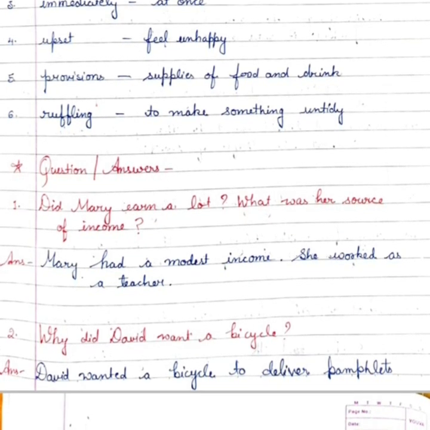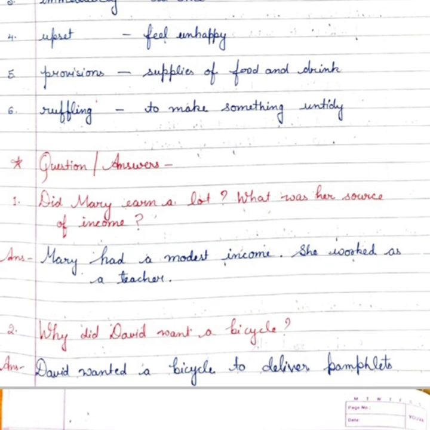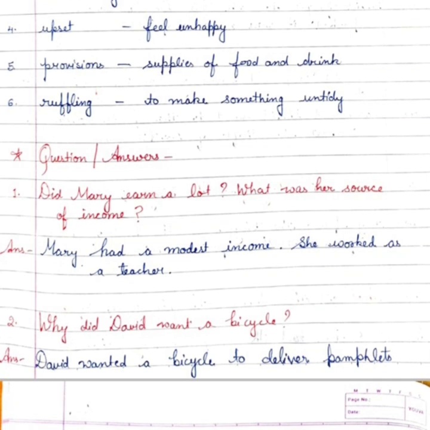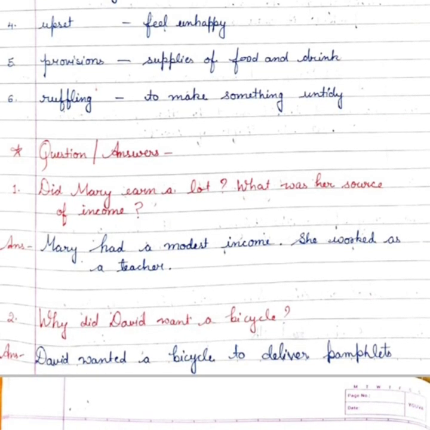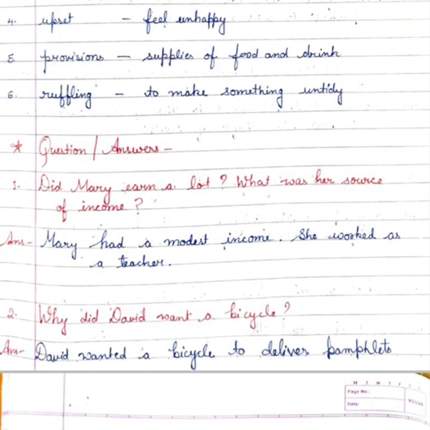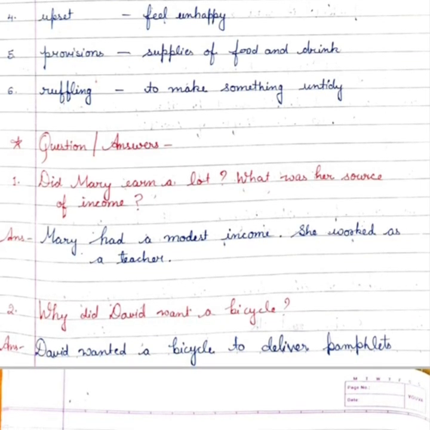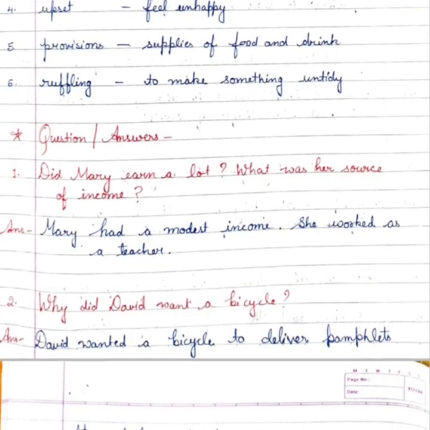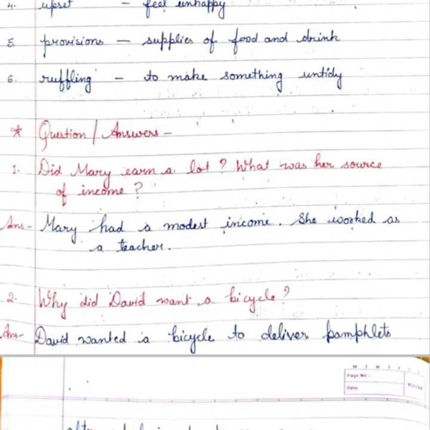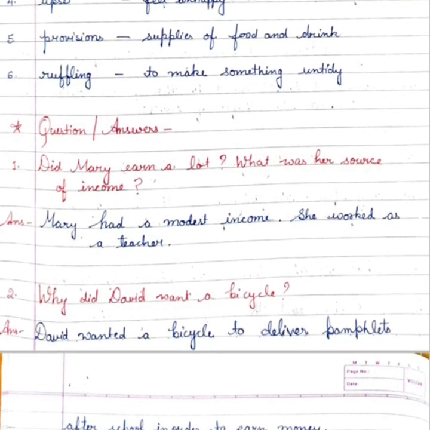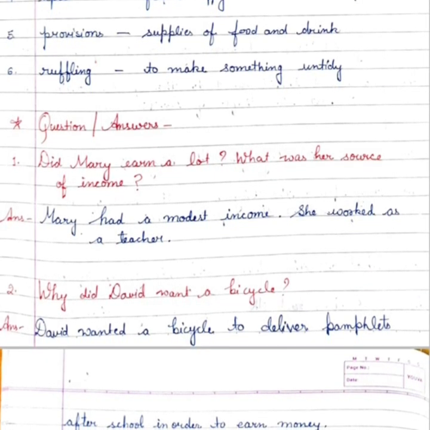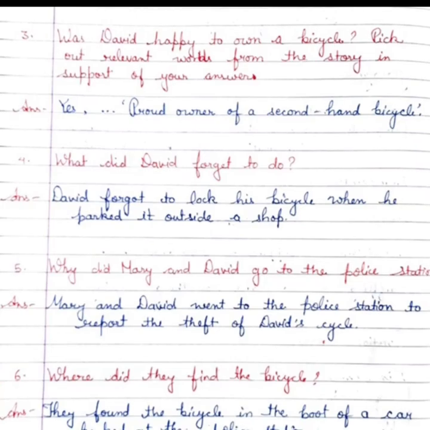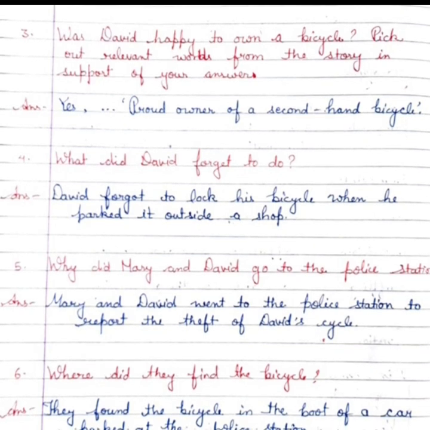Now let's do the second question. Why did David want a bicycle? So it's a very easy question. So as we have already learnt in the story, David wanted the bicycle to deliver pamphlets because he wants to help his mother. So let's write the answer. David wanted a bicycle to deliver pamphlets after school in order to earn money. Earn, I didn't give you in the glossary. Earn means kya hota hai? Earn means kamana. ठीक है, तो वो पैसे कमाने के लिए pamphlet deliver करना चाहता था जिससे कि वो अपनी mother की मदद कर सके.